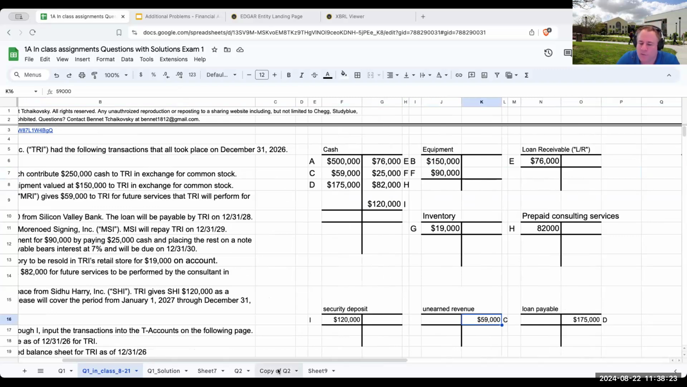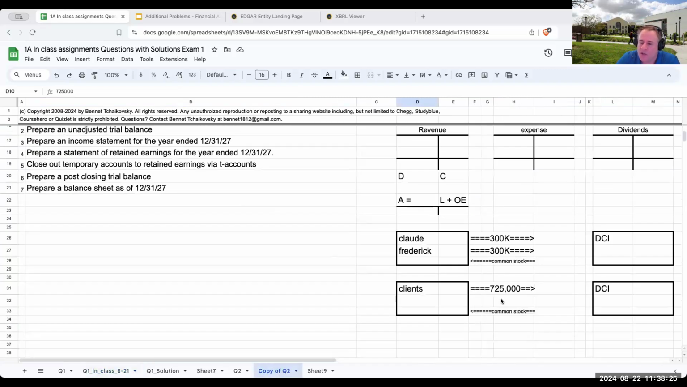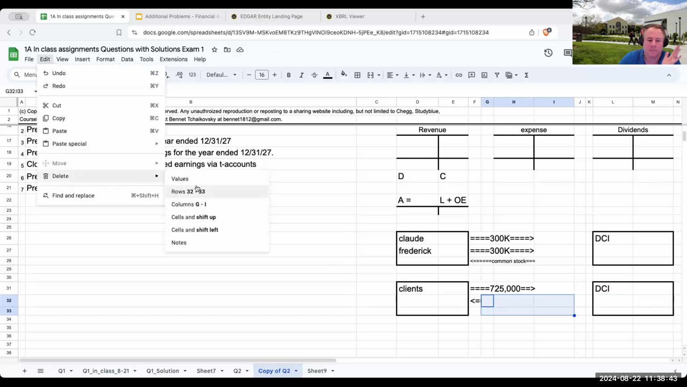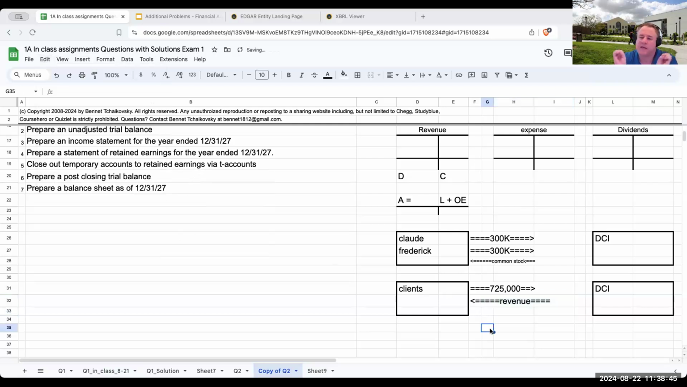What we're doing here is we've performed the services. So we're going to record revenue because we've performed those services. We've done everything we need to do to show that we've earned that revenue. We don't have to do it in the future.